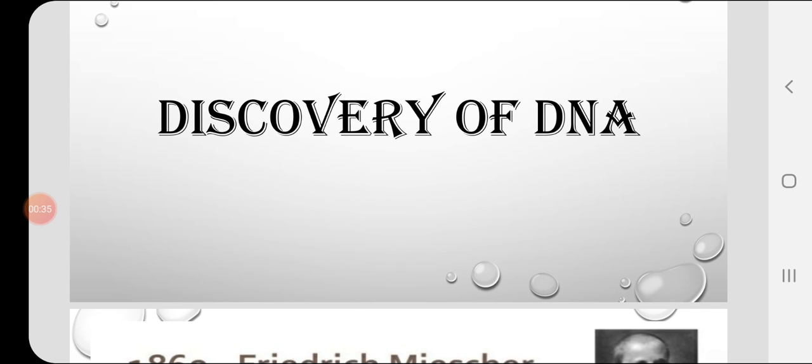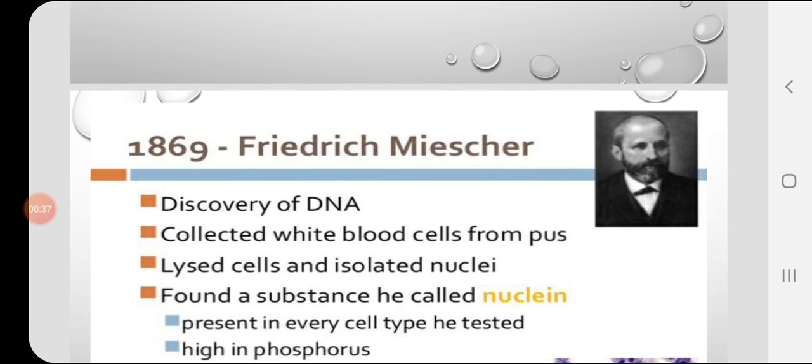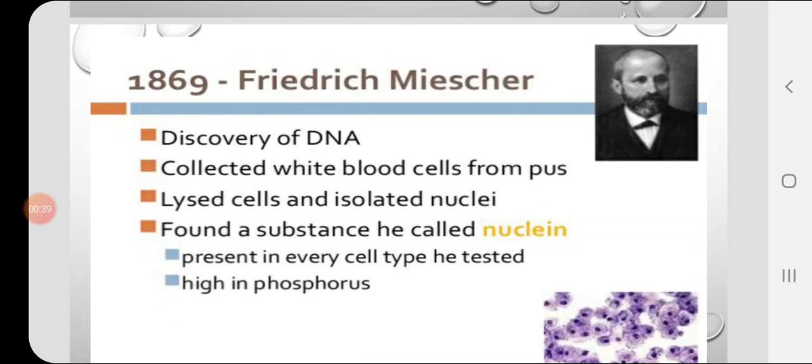We have already studied the chapter. Now revision we are starting with. In 1869, Friedrich Miescher discovered the DNA. Discovery of DNA was done.